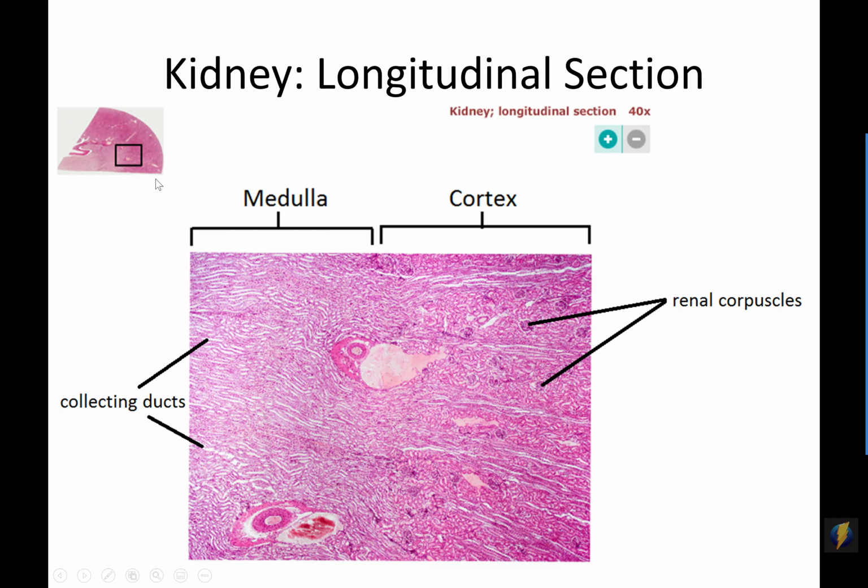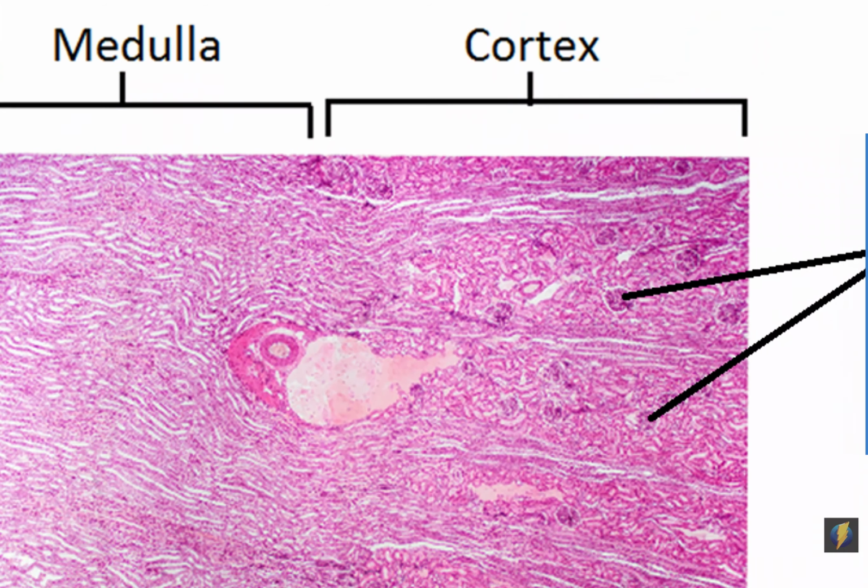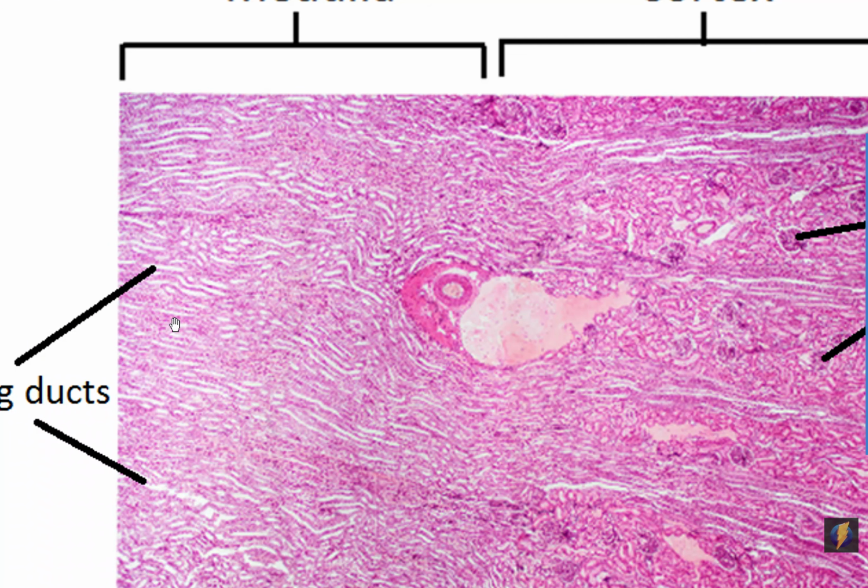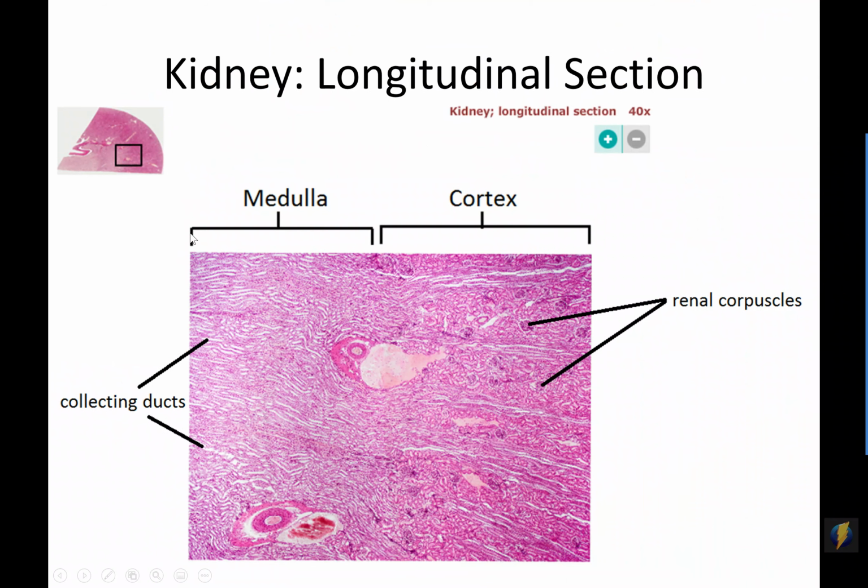So the cortex is where we find all of our nephrons, and so you're going to see all of the renal corpuscles and cross sections of the renal tubules. And then down in the medulla is where we're mostly finding the collecting ducts, and so you'll just see rays and rays of simple cuboidal epithelium that makes up the walls of the collecting ducts.